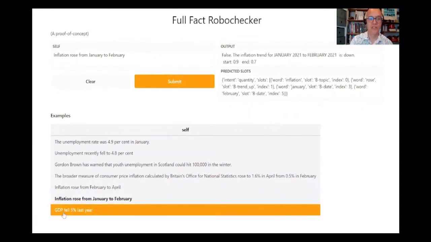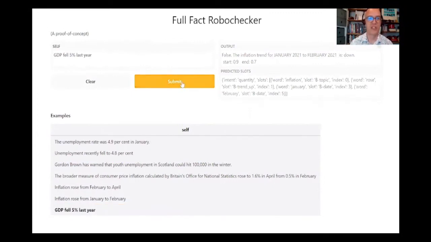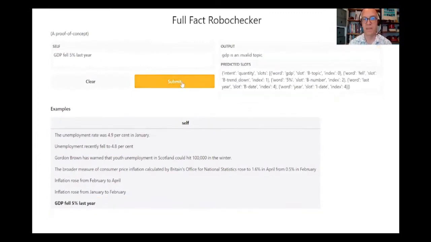So here's an example of it not working so well. If you try GDP fell 5% last year, the system just says GDP is an invalid topic. So far we haven't talked about GDP. So it fails on that one.